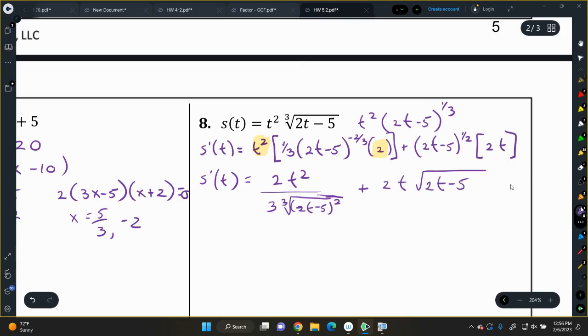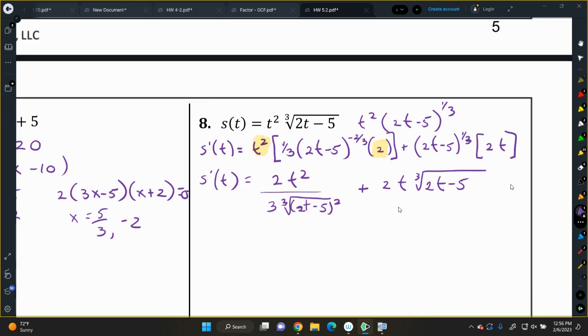Miss Marie, how about the square root? Say that again? How's the plus 2t the square root, not cube root? No, that's a mistake. That should be a cube root. Thank you.